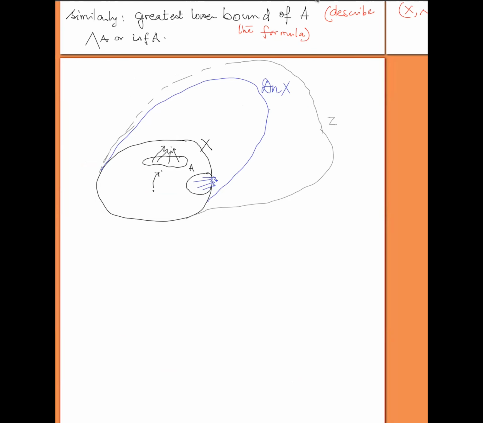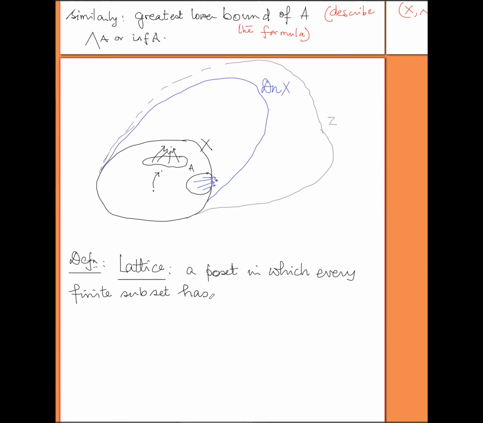Now for some definitions. Lattice. Well, this is a poset in which every finite subset has a suprema and an infima.